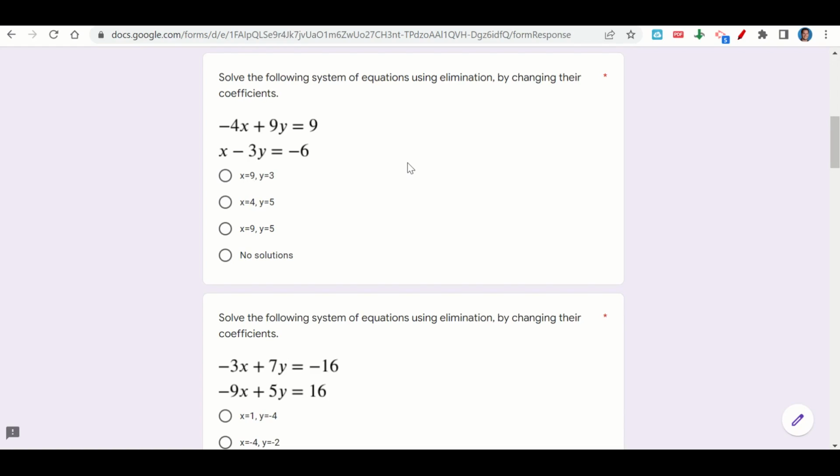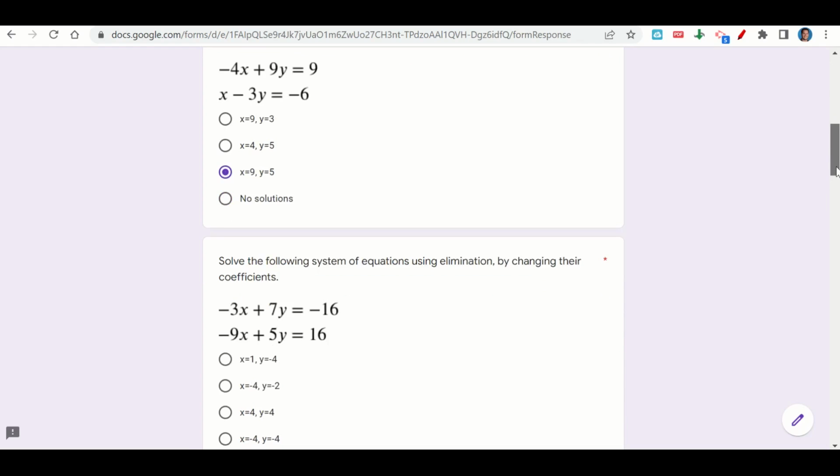So we're going to plug that into one of the equations. So we'll pick this one. So we'll plug 9 in for x. So 9 minus 3y is equal to negative 6. I'll subtract 9 from both sides, and I'm left with negative 3y is equal to negative 6 minus 9, which is negative 15. Divide both sides by negative 3, and I get negative 15 divided by negative 3 is positive 5. So x is 9 and y is 5, which is this one here.